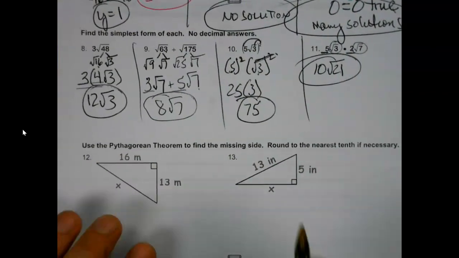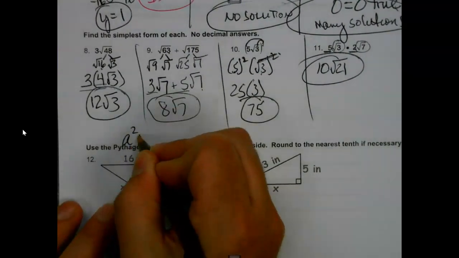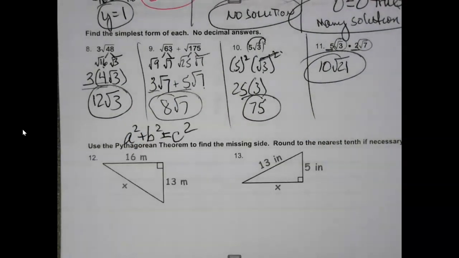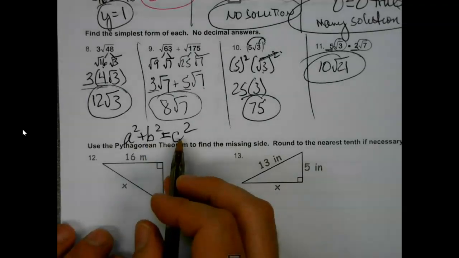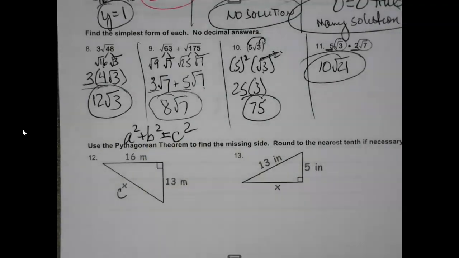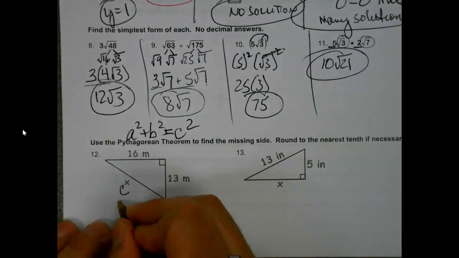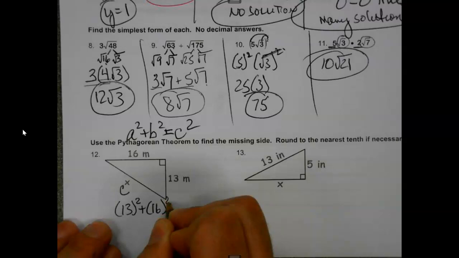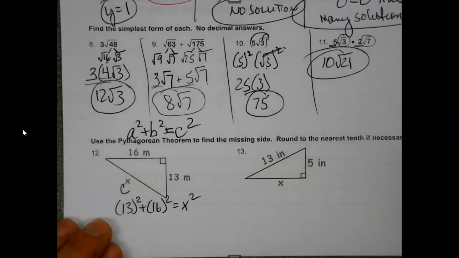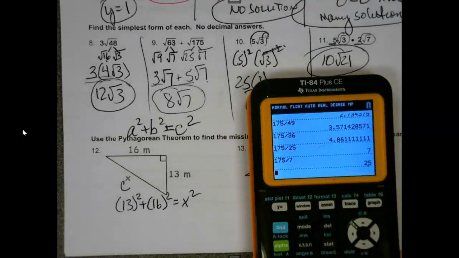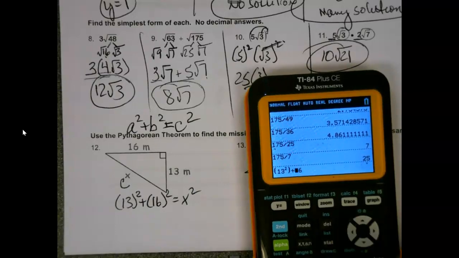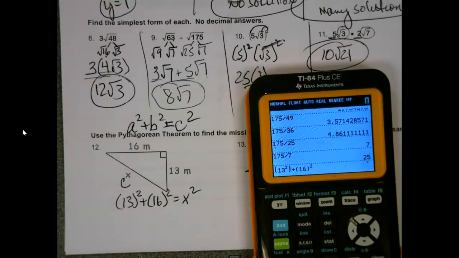The Pythagorean theorem, a squared plus b squared equals c squared. A and b are my legs, c is my hypotenuse. This is c. So when I'm doing this one, a squared plus b squared equals c squared. Let's get a little help. 13 squared plus, oopsie, 16 squared.